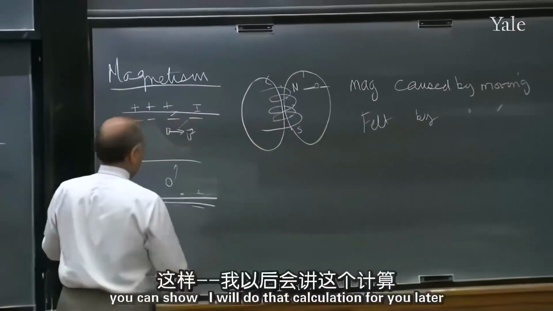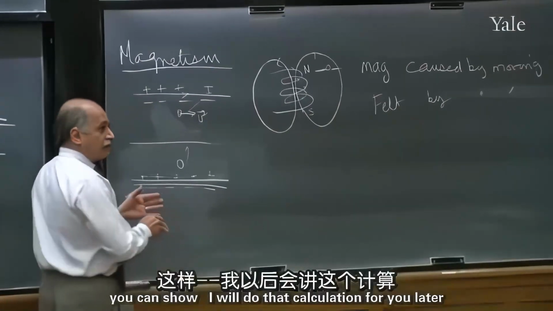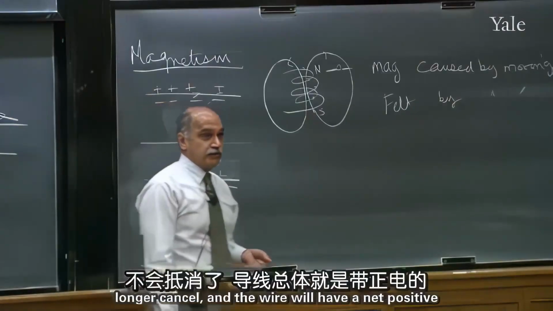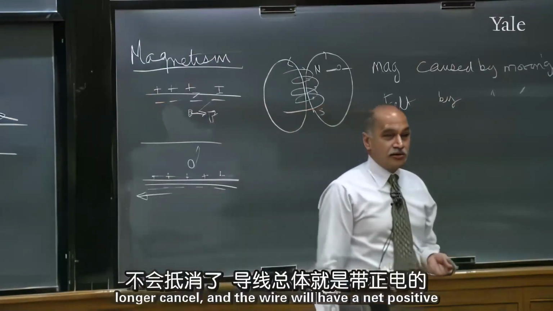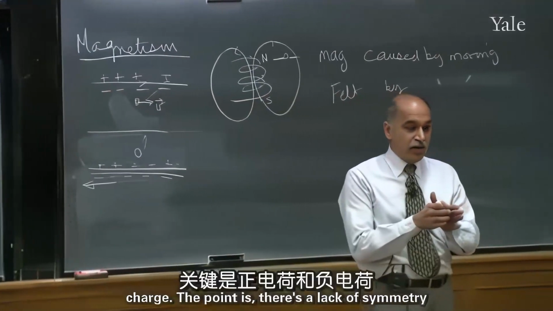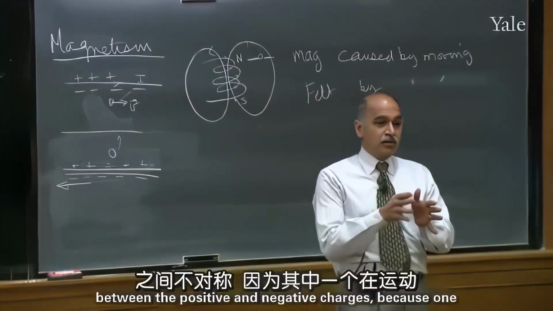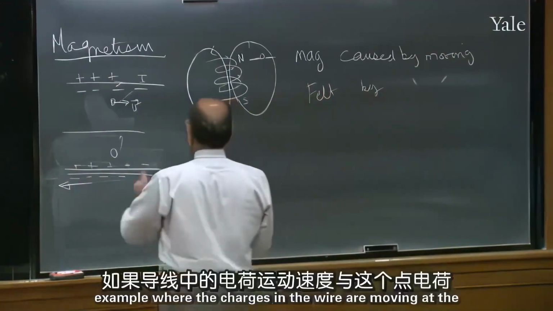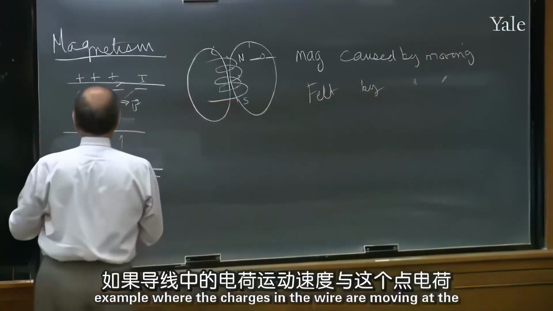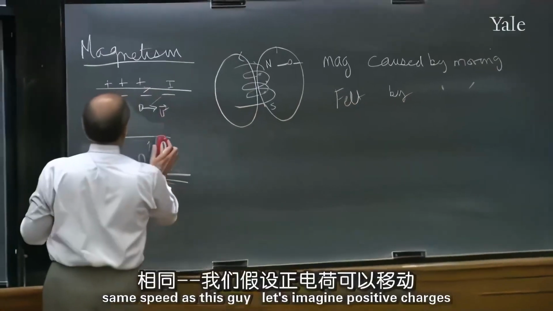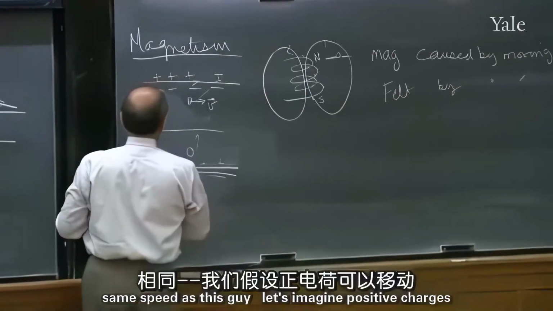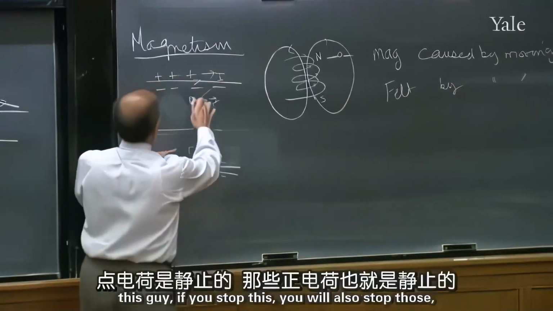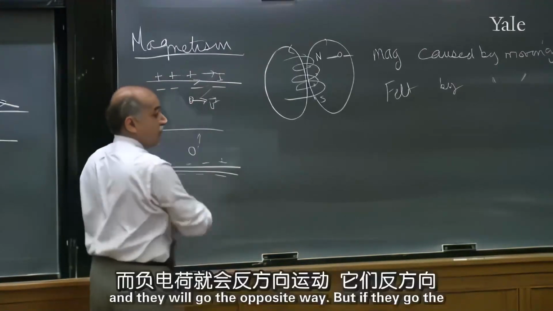But then you can show, I will do that calculation for you later, that the densities that previously canceled will no longer cancel. And the wire will have a net positive charge. The point is there's a lack of symmetry between the positive and negative charges because one of them is moving. In fact, if you took the simple example where the charges in the wire are moving at the same speed as this guy, let's imagine positive charges can move. If you stop this, you will also stop those, and they will go the opposite way.